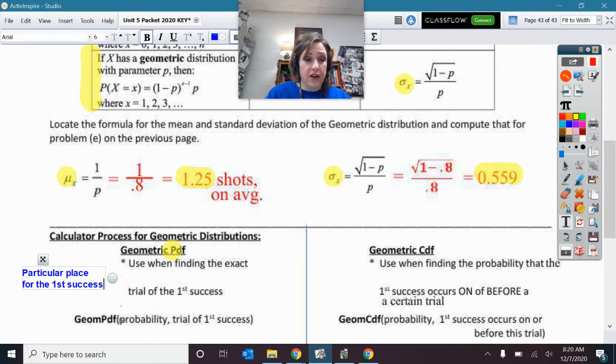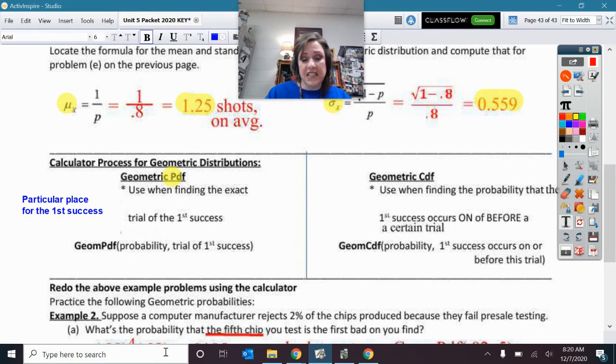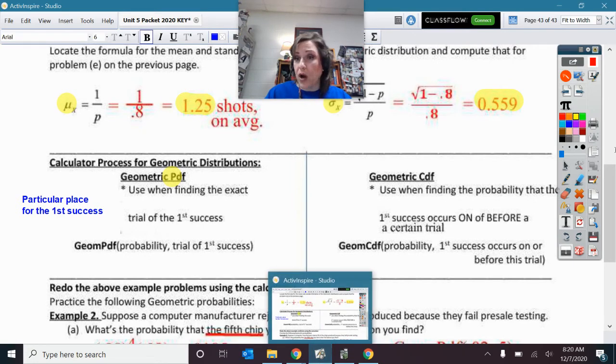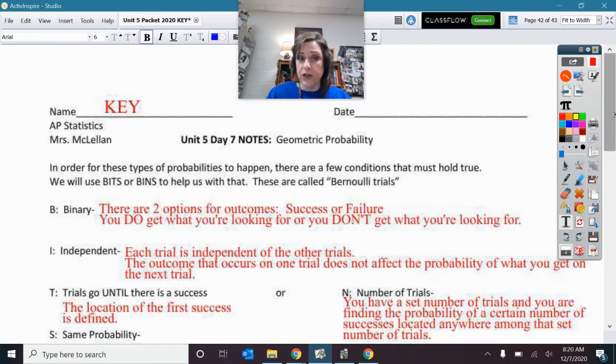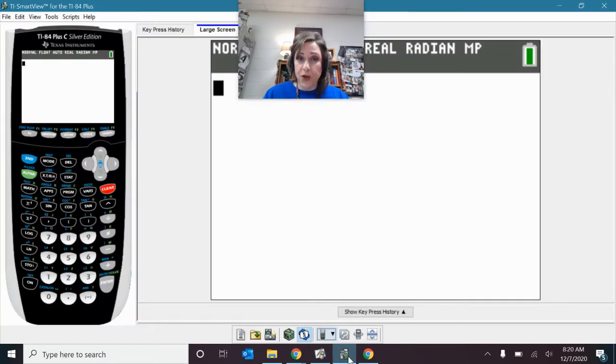Geometric PDF of, you would put that probability. So I want the success probability to be in this place. So it'd be success probability, comma, the fifth place. So let's do that, in fact, with our problem that we had before down here, when they said, find the probability that he makes his first basket on the fourth try. So pull your calculator up.